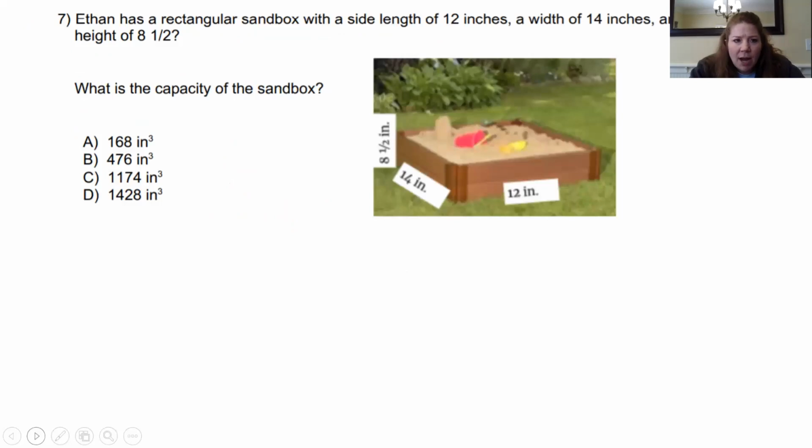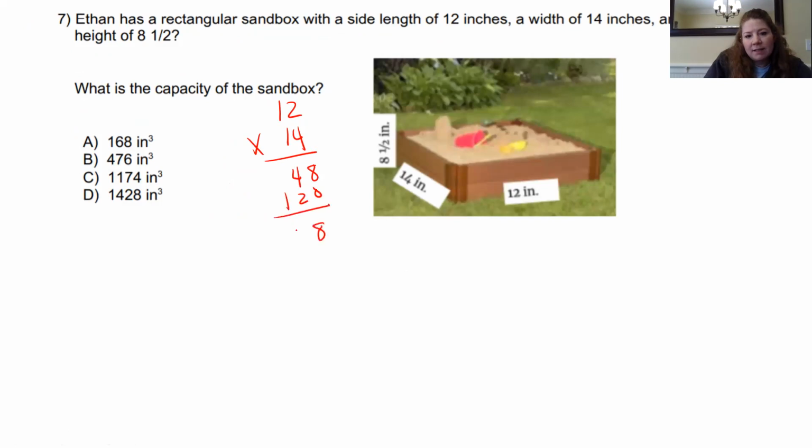Here we have a sandbox. Ethan has a rectangular sandbox with sides of 12, 14, and 8.5. What is the capacity? So basically, how much sand can it hold? That means volume. So we're going to multiply 12 times 14. We're just multiplying all three of these numbers together, right? So 12 times 14 would be 168 inches squared. And then we're multiplying that by 8.5.